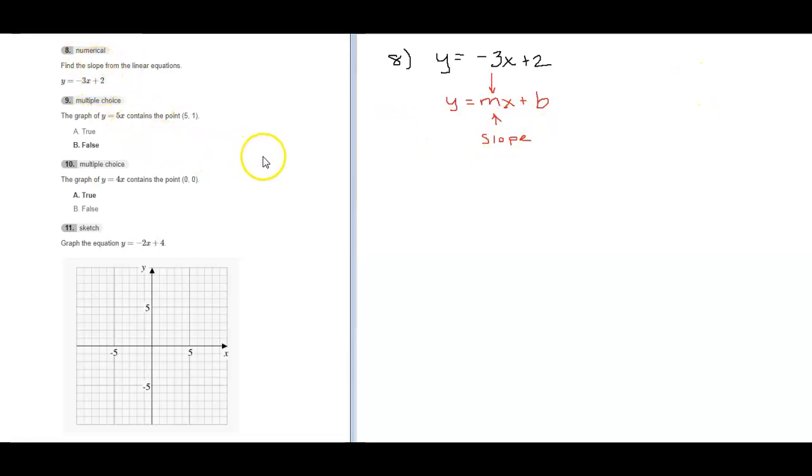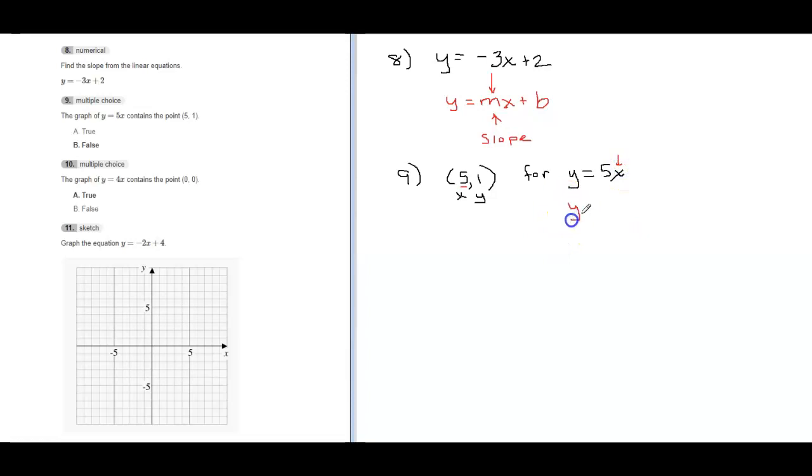Okay. Problem number 9, they ask you if the point (5, 1) is part of the solution for the equation y equals 5x. The best way to figure that out is to remember that in a point the first number is x, the second number is y. You're going to take the x value, which is 5, and plug it in for x.